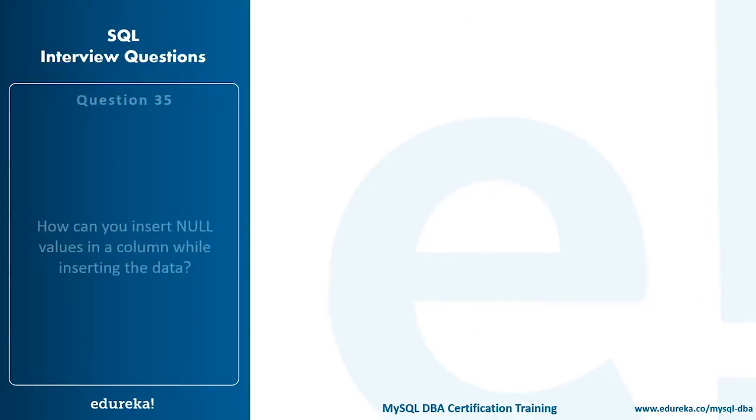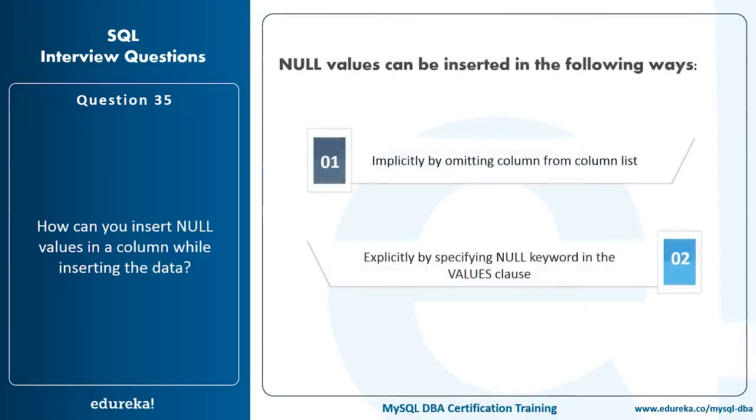Now let's move forward to our next question, that is how can you insert null values in a column while inserting data? Now to insert null values in a column while inserting the data, you mainly have two ways. That is either implicitly by omitting columns from the column list or explicitly by specifying the null keyword in the values clause. So guys, these are the two ways through which you can insert null values in a column while inserting the data.